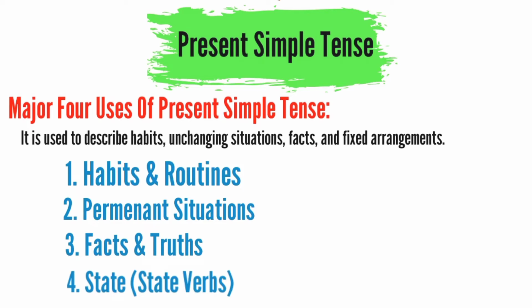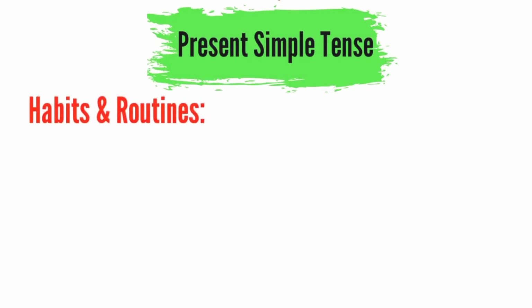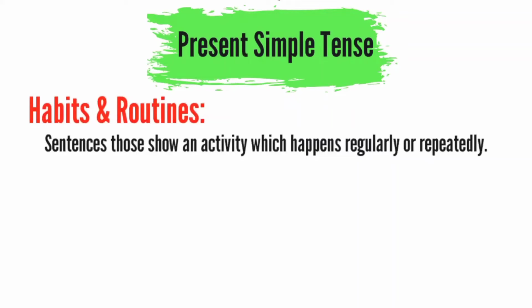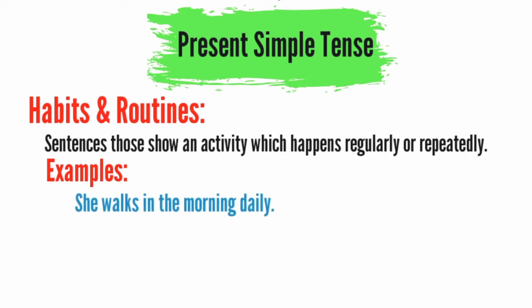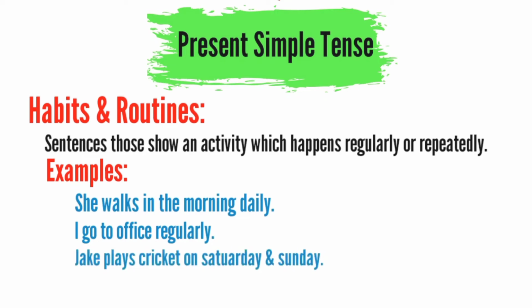So let's discuss. The first one is habits and routines. It's a sort of action which happens regularly or repeatedly. Any action which takes place or happens regularly or repeatedly, that is a condition which is known as habit and routine condition in present simple tense. Let's see a few examples so that you can understand it more clearly. The first example, she walks in the morning daily. The second example, I go to office regularly. The third example, Jake plays cricket on Saturday and Sunday. And last one, I drink tea every morning.